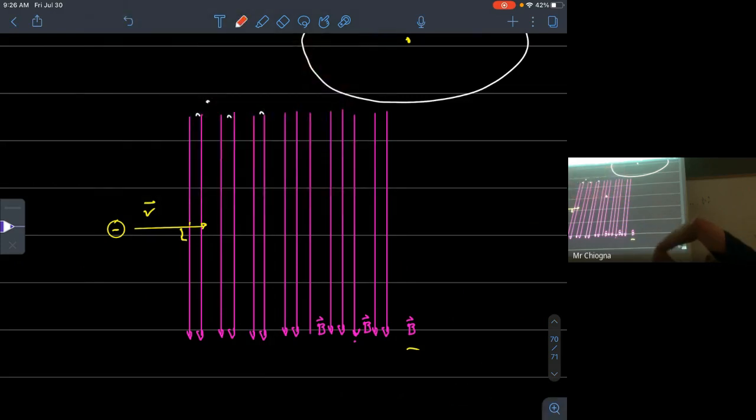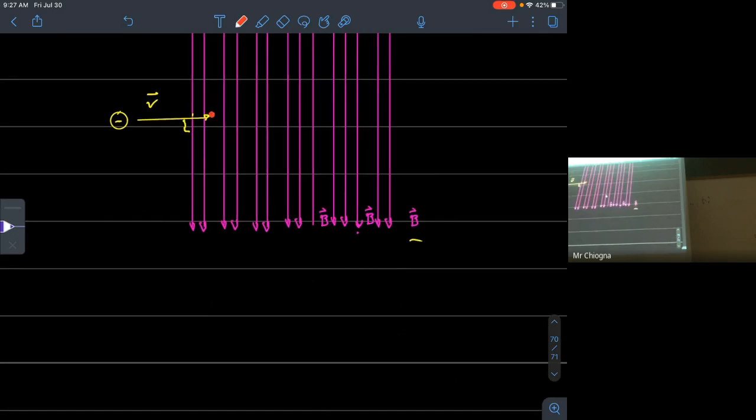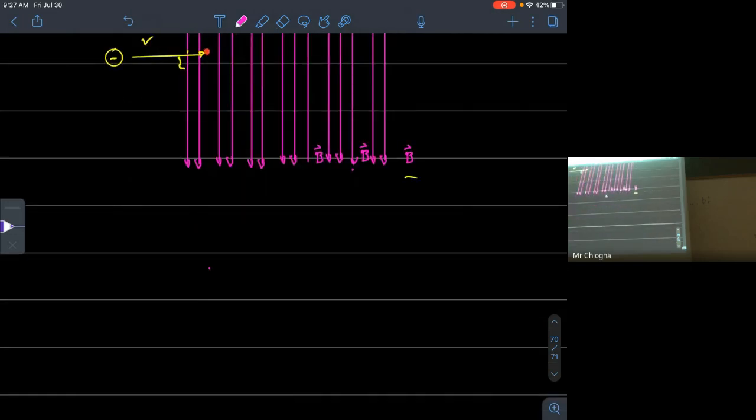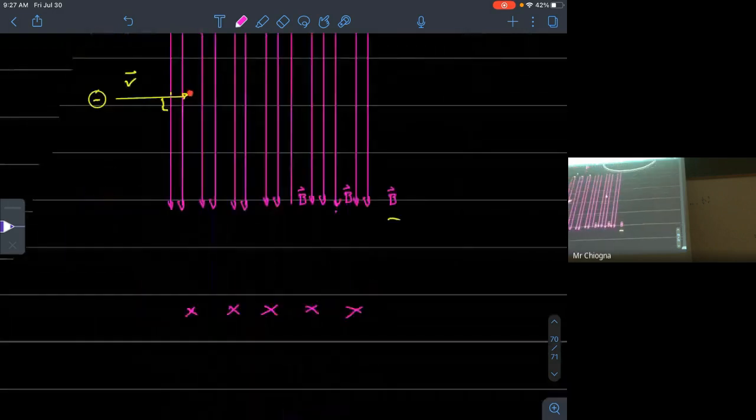In this case, the field's down in the direction of the fingers. Thumb is in the direction that the charge is moving. I'm using the left-hand rule because it's negative. Palm faces up. So this force is going to be up, out of the page. So let's draw the field. Let's look at it from above. That's how we can see the path clearly. From above, the field is pointed into the page.